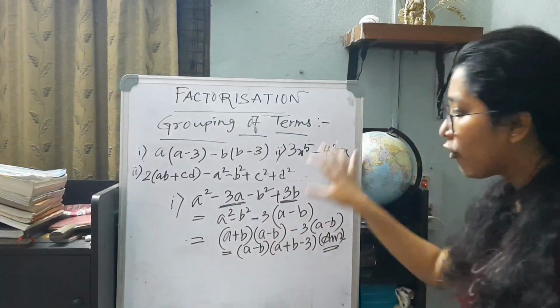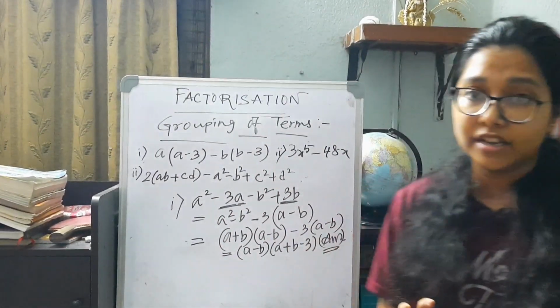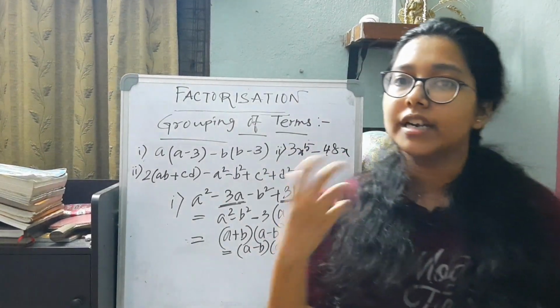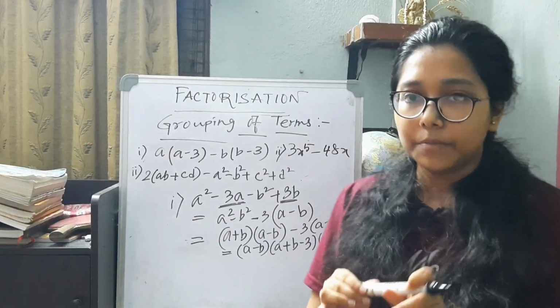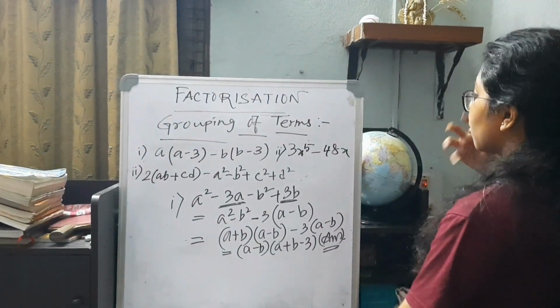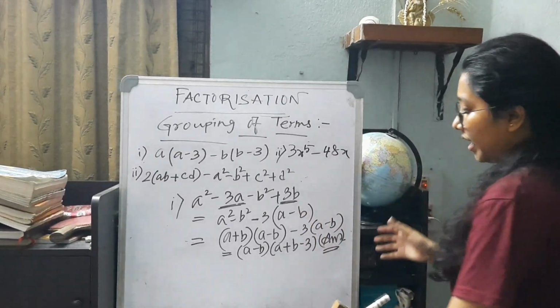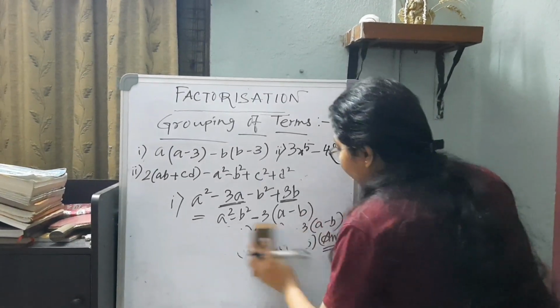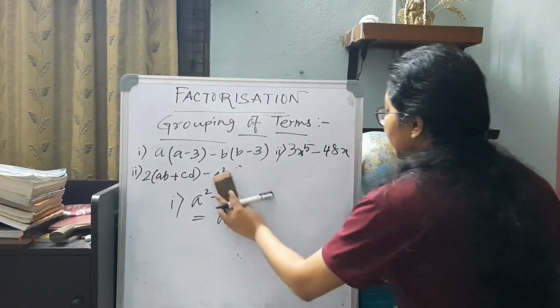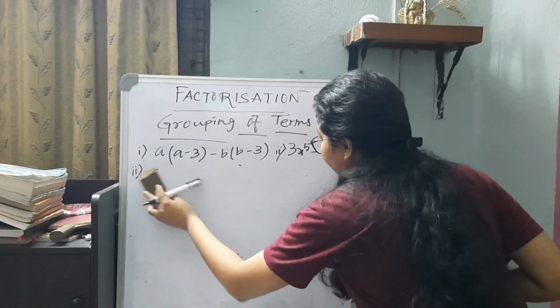So I hope you have copied this one. Copying is very essential. I am doing good problems for you all, sorting out the good problems so that it can help you for your exam purpose as well. So now for the second question, 3x to the power 5 minus 48x. I hope you are going to attempt this part 2 question before me. 3x to the power 5 minus 48x.